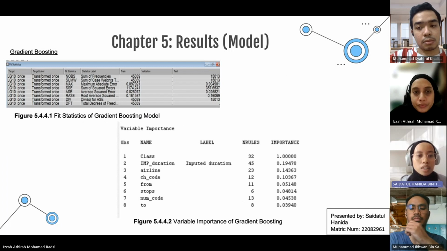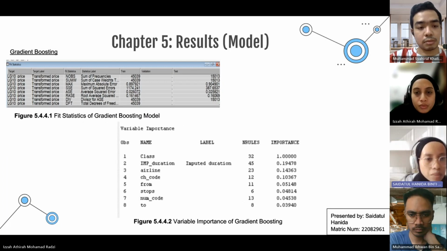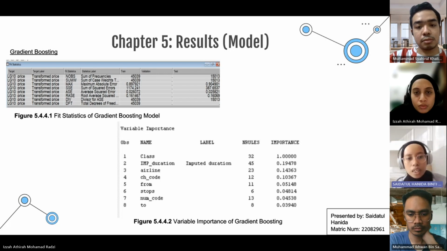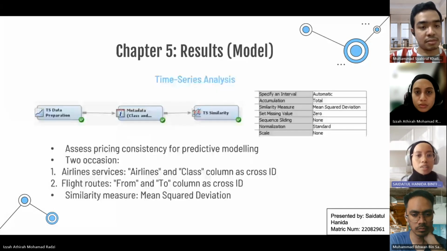The next model is the gradient boosting model. Similar to the decision tree model, it also shows that the class variable is the most important variable and 2 is the least important variable. The next analysis is time series analysis.